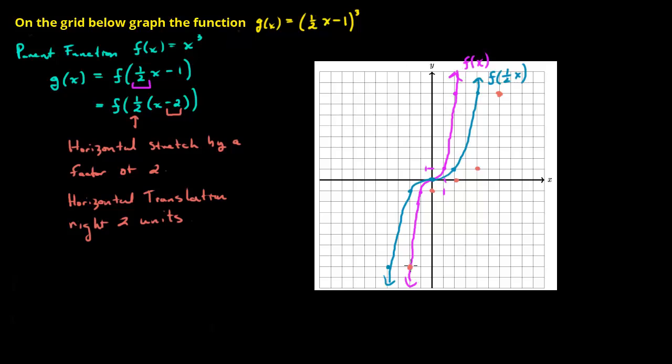So this graph is the graph of g of x. Let me use a darker color here because the graphs are going to overlap. So the graph of g of x looks like this. So this is the graph of g of x. And remember that g of x can be written in terms of f of x, because g of x is equal to f of 1/2 times x minus 2.